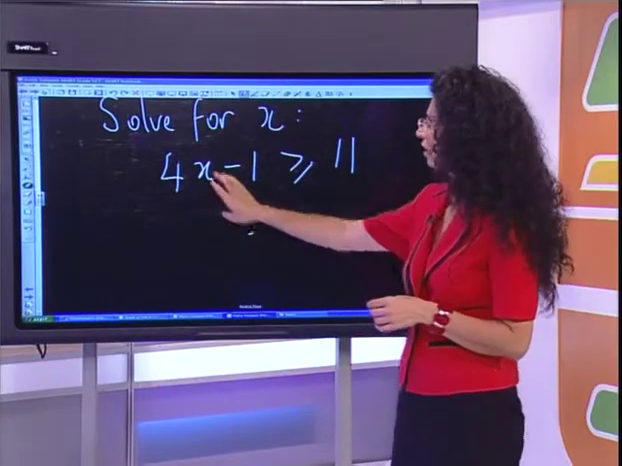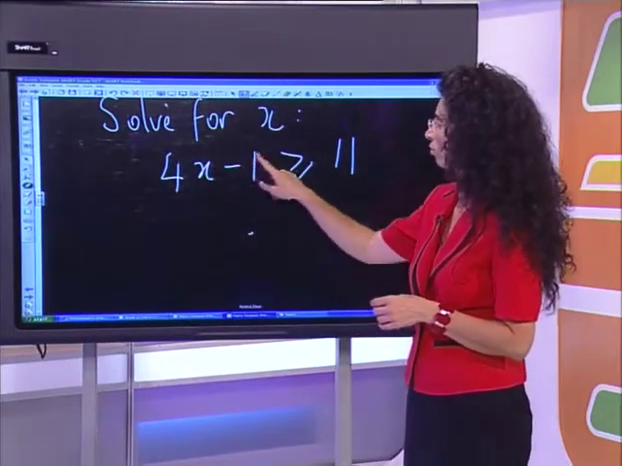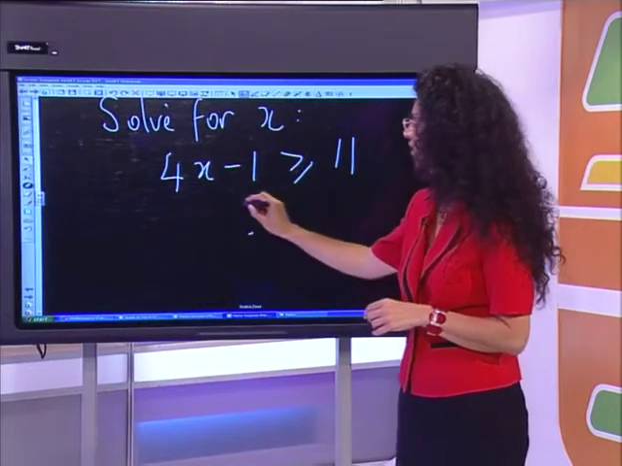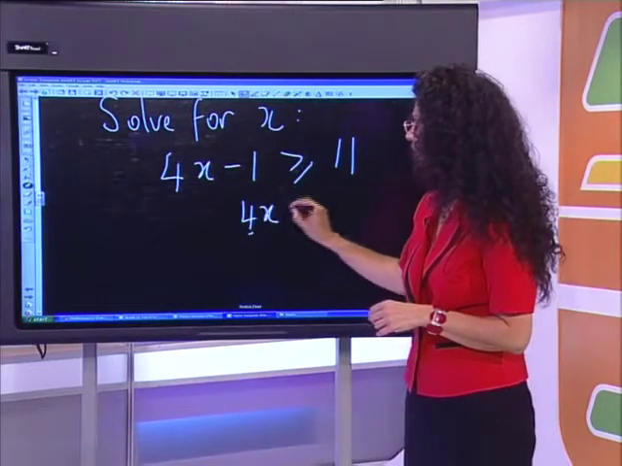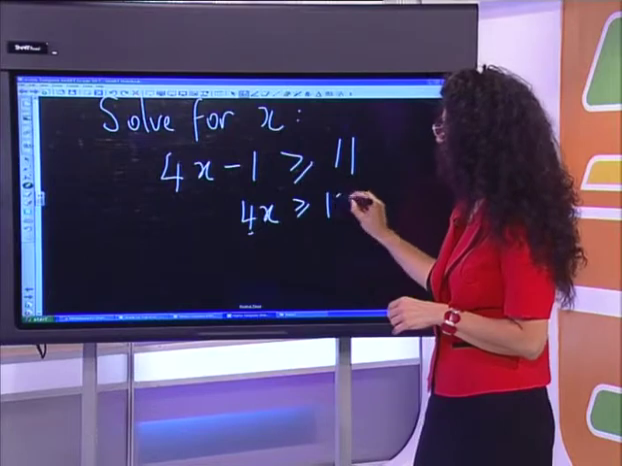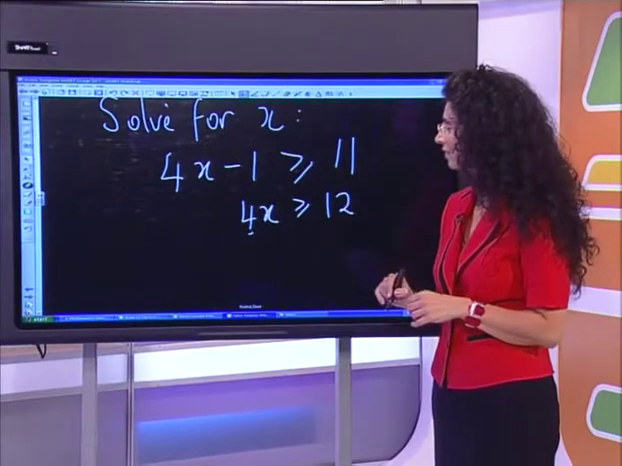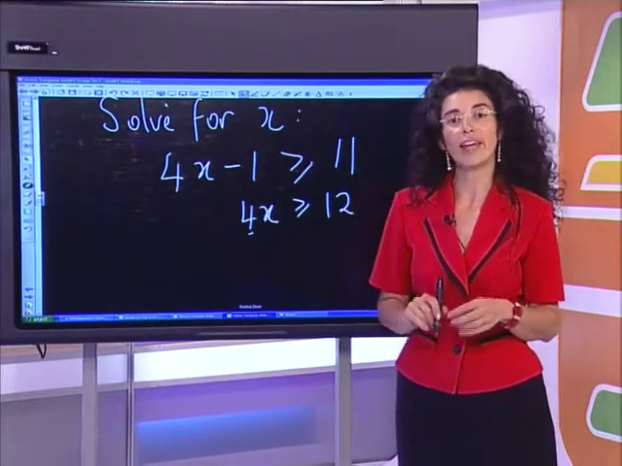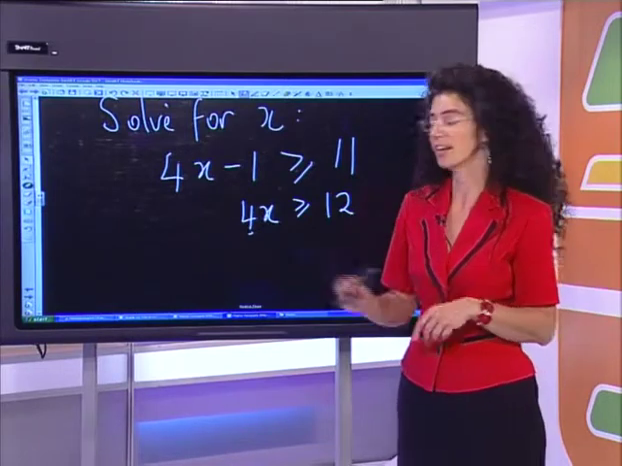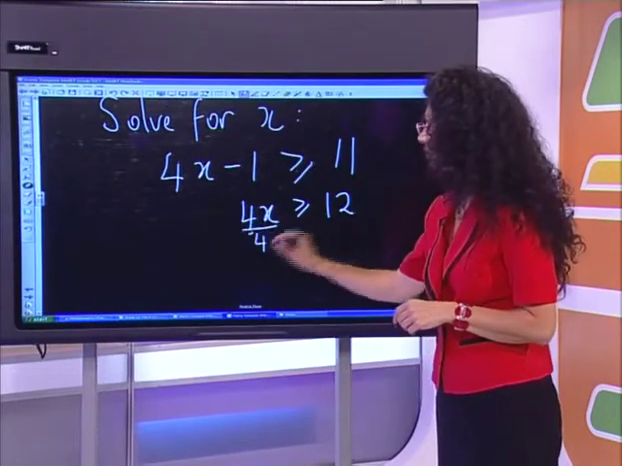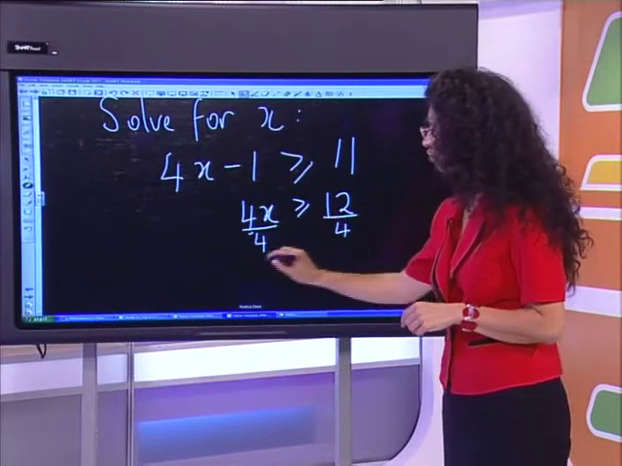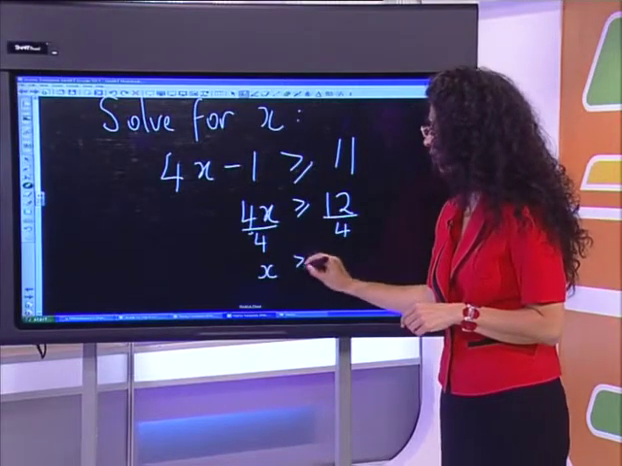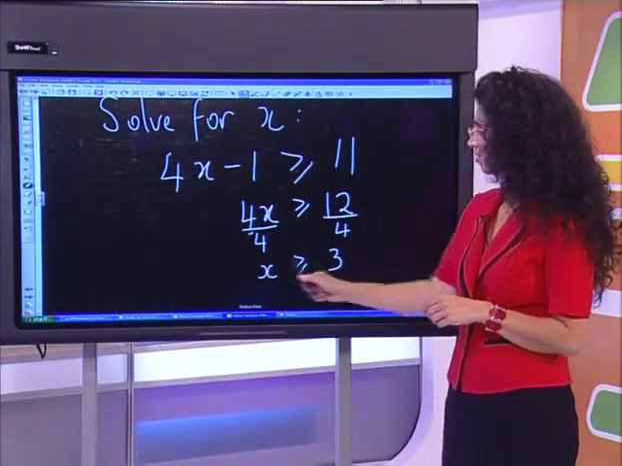And so if that's where the variable is, we'd like to get rid of this negative 1. So we would have 4x is greater than or equal to 12 by adding 1 on both sides. And now if we're wanting to solve for x, we would divide by 4 on both sides. So we would get this relationship for x in the inequality. x then is greater than or equal to 3.